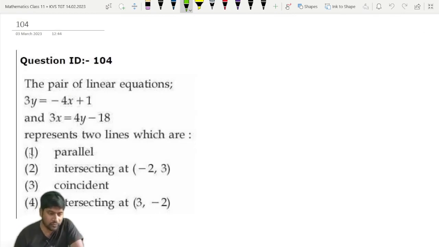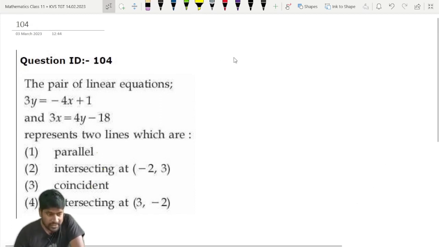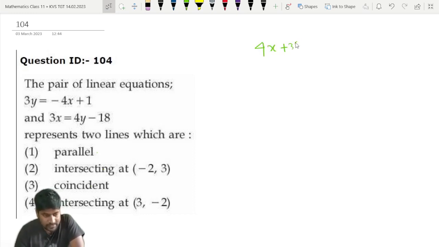Question number 104. The pair of linear equations, this and this, represents two lines which are parallel, intersecting, coincident, or intersecting at some other points. Okay, that they have asked. So first let us rearrange the terms. First equation, if I rearrange, I will get 4x plus 3y is equal to 1. And second equation, if we rearrange, we will get 3x minus 4y is equal to minus 18.